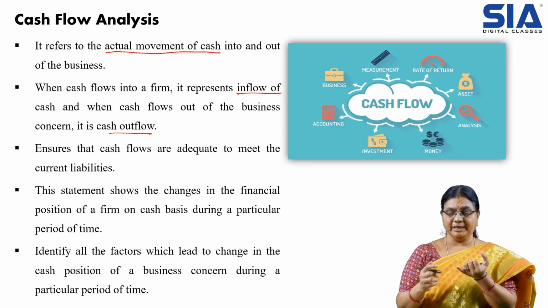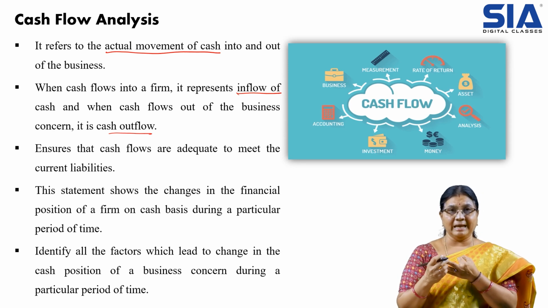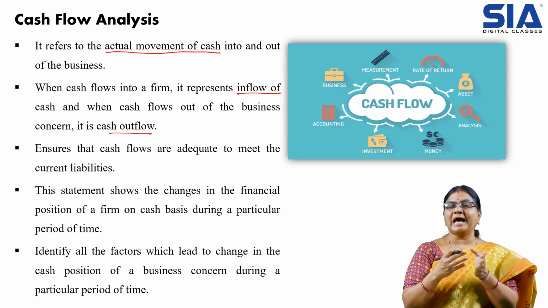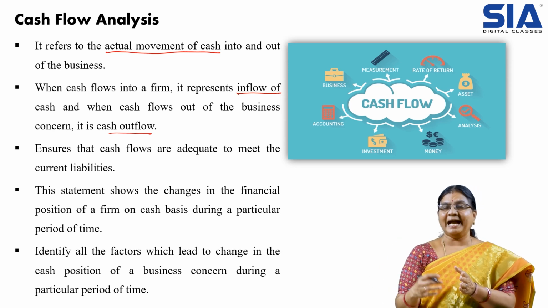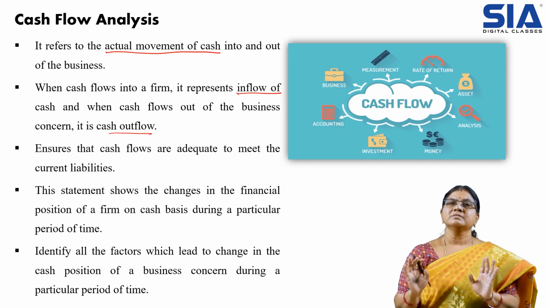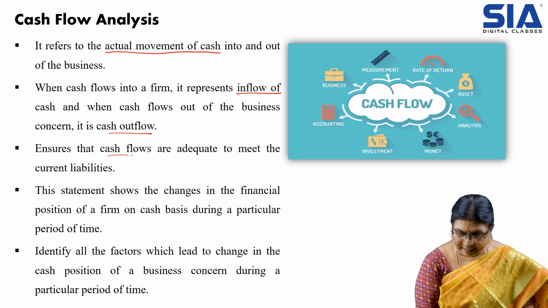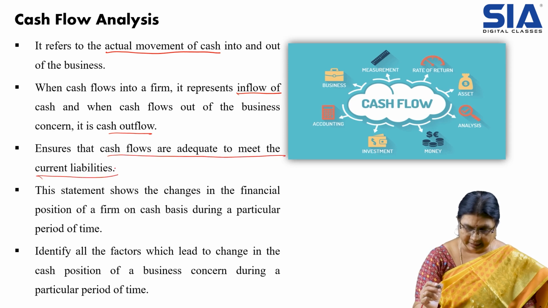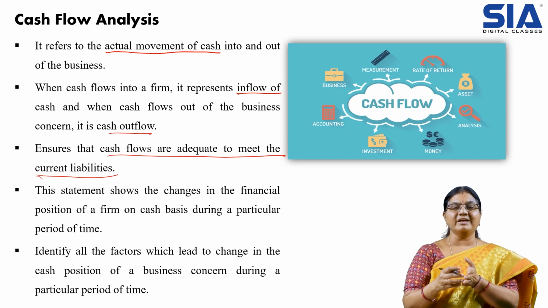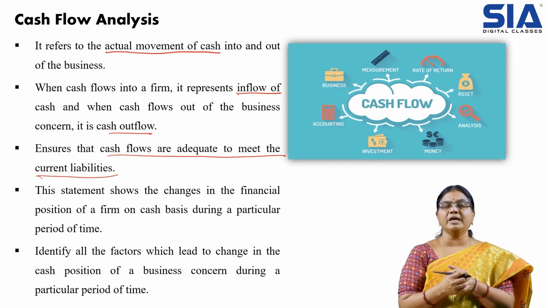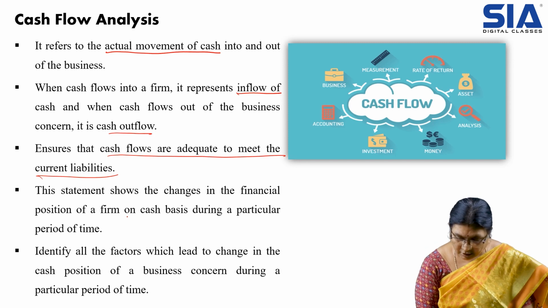So we need to pay amounts to the creditors, we need to pay rent and other liabilities. The cash flow statement should ensure that whatever amount has to be paid, the cash is arranged sufficiently and is adequate. That is, cash flows are adequate to meet the current liabilities. This statement also identifies the changes in the financial position on the basis of cash.